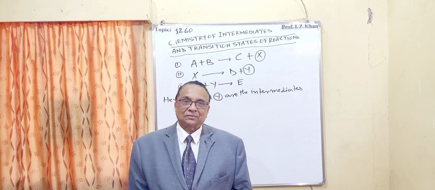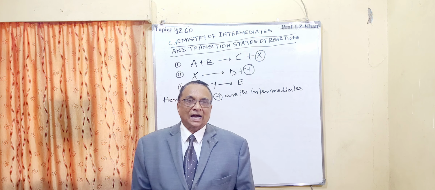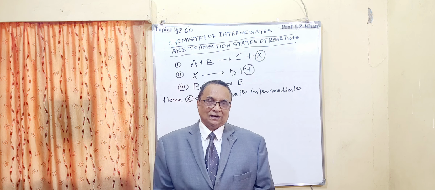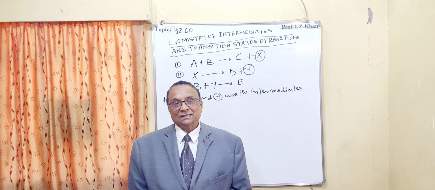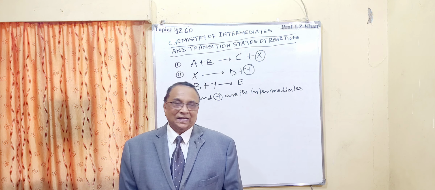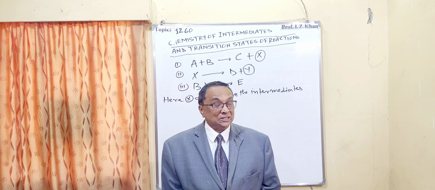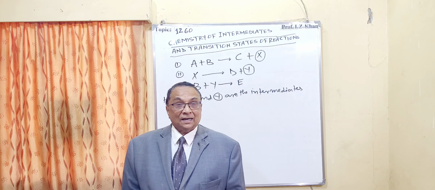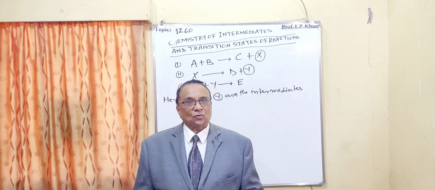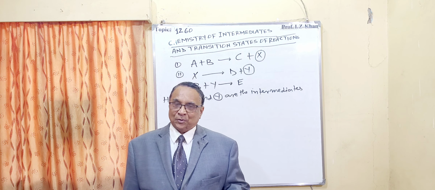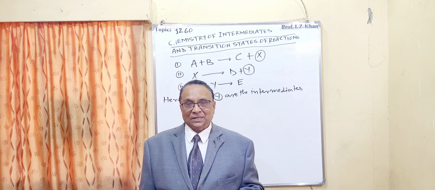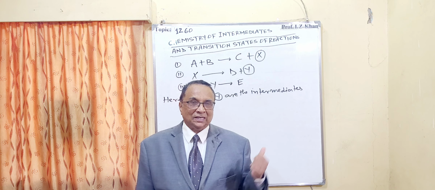But in the case of the transition state, it is a hypothetical state of a species. It's just theoretical, imaginary, that some reaction will take place when it crosses the transition state after supplying the activation energy. So one is only theoretical, hypothetical, and the other is physically present, that is the intermediate. And here I have given you the example.